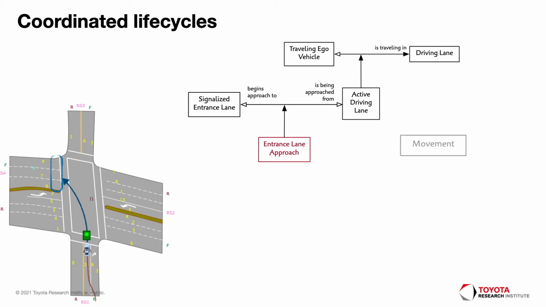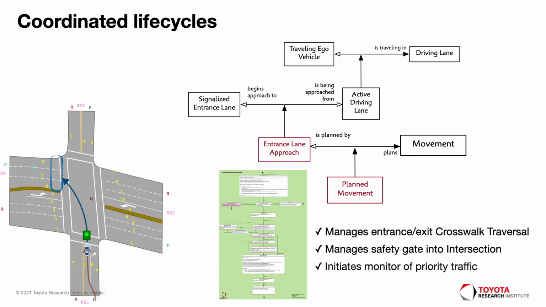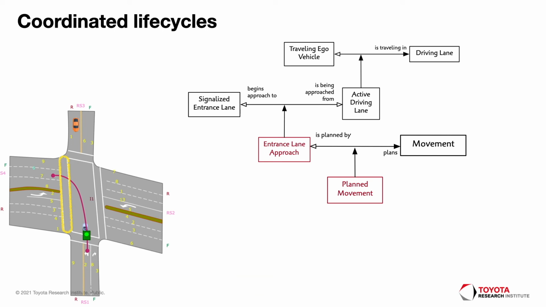Now the planned movement life cycle fires up. Since it represents the overall path through the intersection, it makes sense that it would establish the entrance and exit crosswalks, release the safety gate into the intersection, initiate monitor of priority oncoming traffic, and select the connector which we model as the pairing of our entrance lane to a specific exit lane choice. That's the curved purple line you see in the diagram.